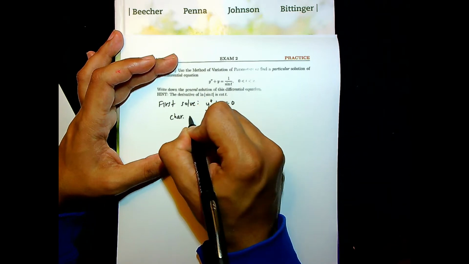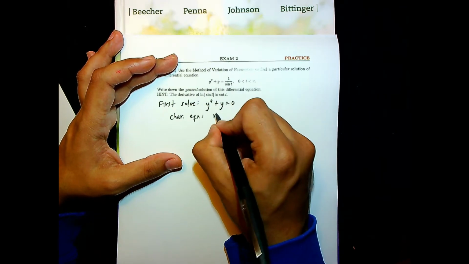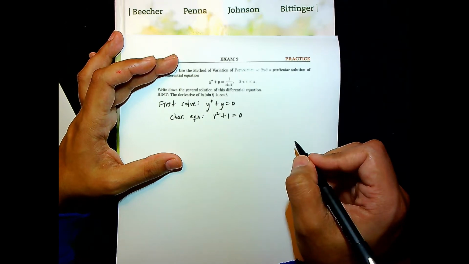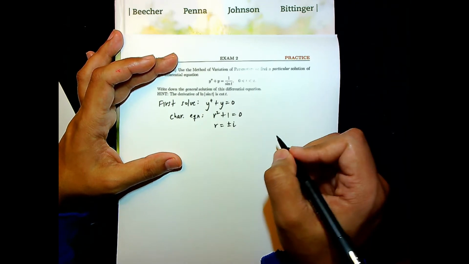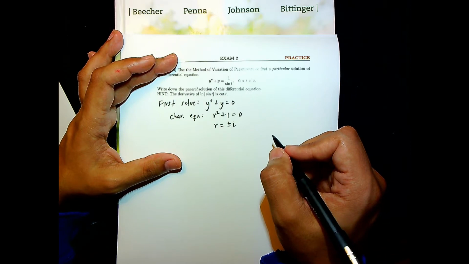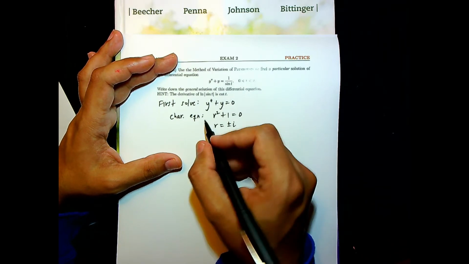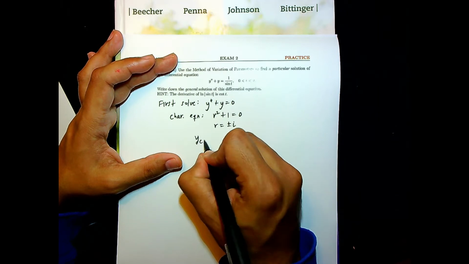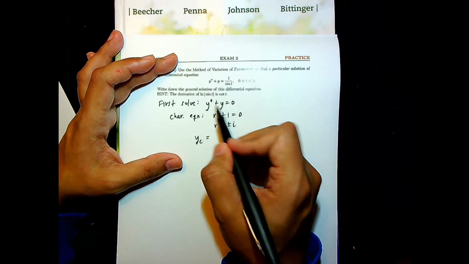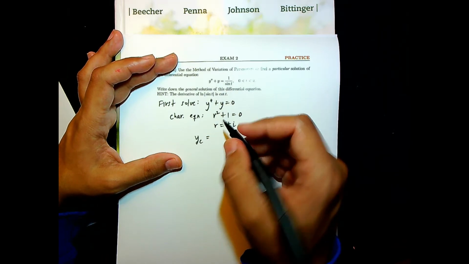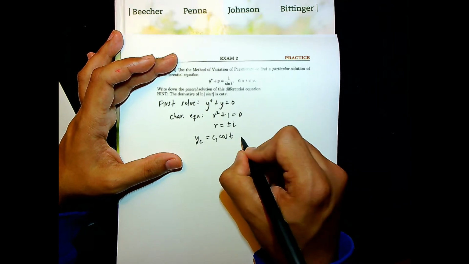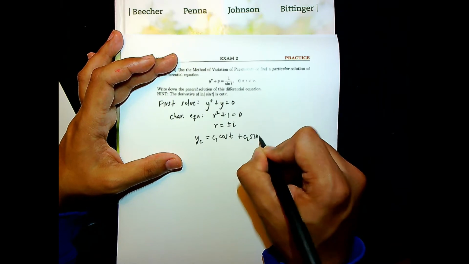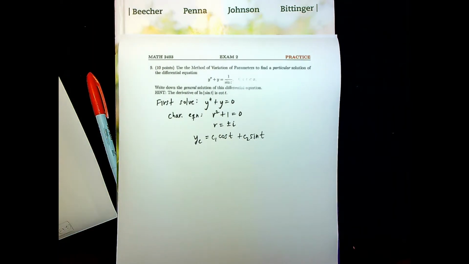First, the characteristic equation of that one is r squared plus 1 equals 0, right? And then solving this, you get r equals plus or minus i. And therefore, since the solutions are complex, the complementary solution, the general solution of this, is C1 cosine of t plus C2 sine of t. So that is the complementary solution.